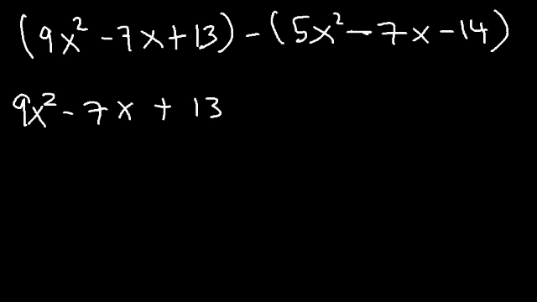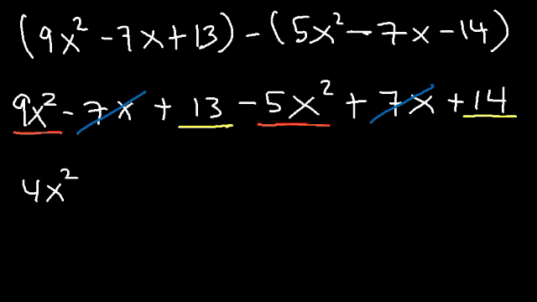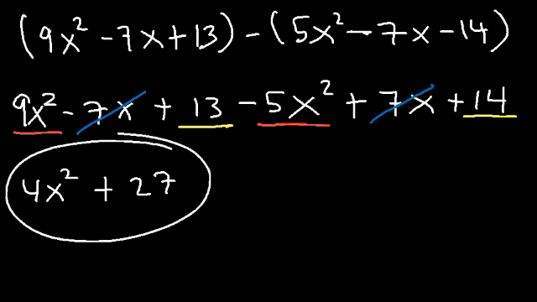And then if we distribute the negative sign to the other three terms, it's going to be negative 5x squared plus 7x plus 14. And now let's combine like terms. So we can combine those two. 9 minus 5 is 4, so it's 4x squared. Negative 7x plus 7x is 0, so they will cancel. And 13 plus 14 is 27. So this is the answer, 4x squared plus 27.